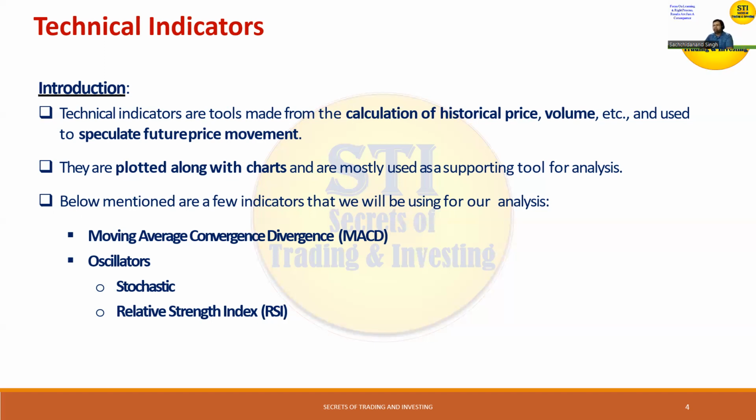And as we discussed initially, these technical indicators are MACD, whose full form is moving average convergence divergence. If we don't remember the full form, that is absolutely okay. When we start using it, we will get used to that. And within the oscillators, there are two kinds of oscillators: stochastic and relative strength index, which is well known as RSI.